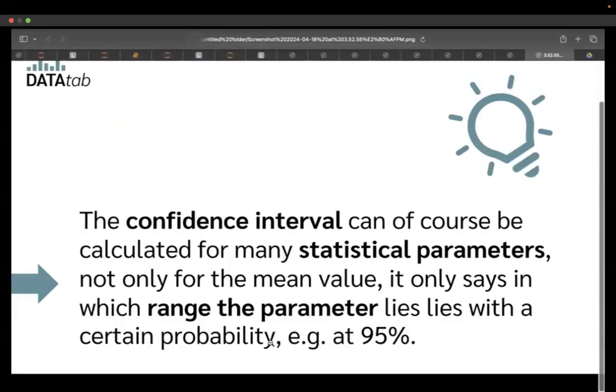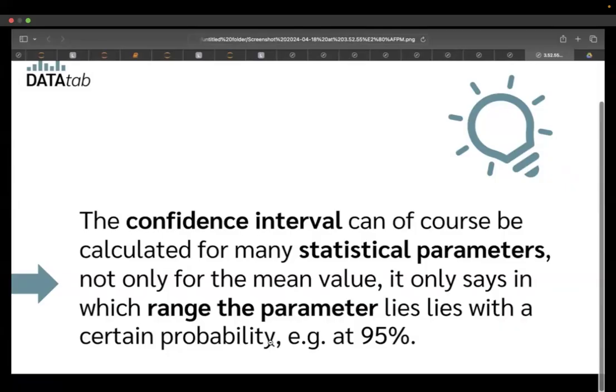A confidence interval can of course be calculated for many statistical parameters, not only for the mean value. It only says in which range the parameter lies with a certain probability. One thing is missing: you can say for the population. Now we are going to find the confidence interval for the data set given to you yesterday, the Glaxo and the BML data.